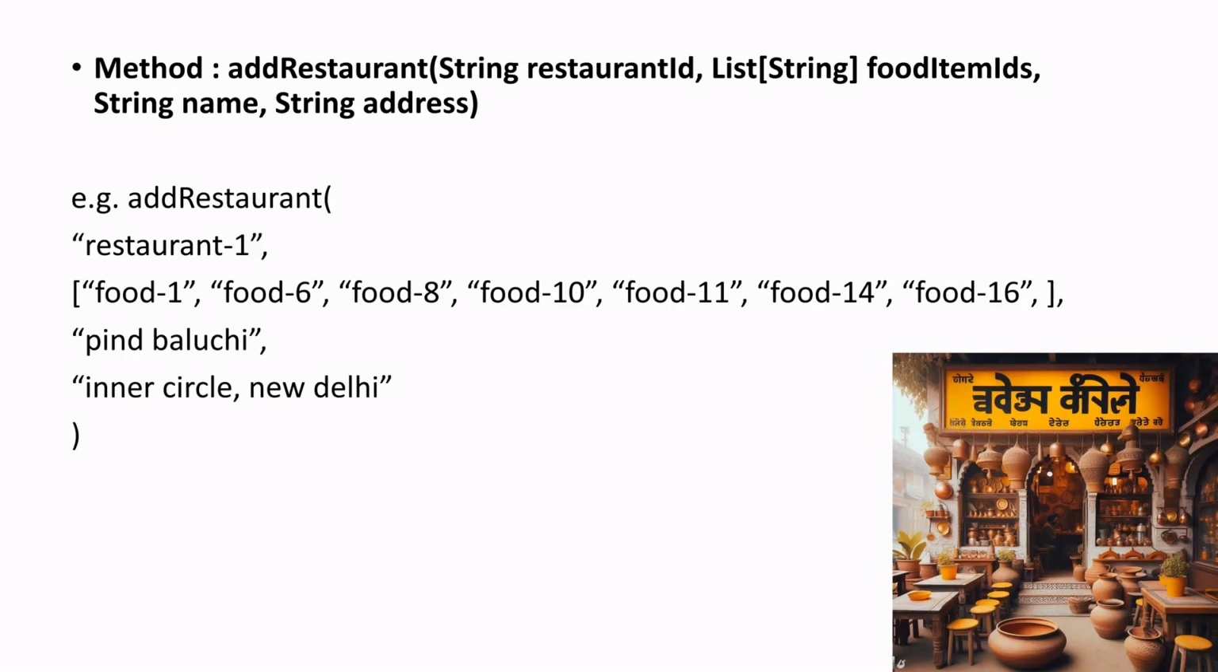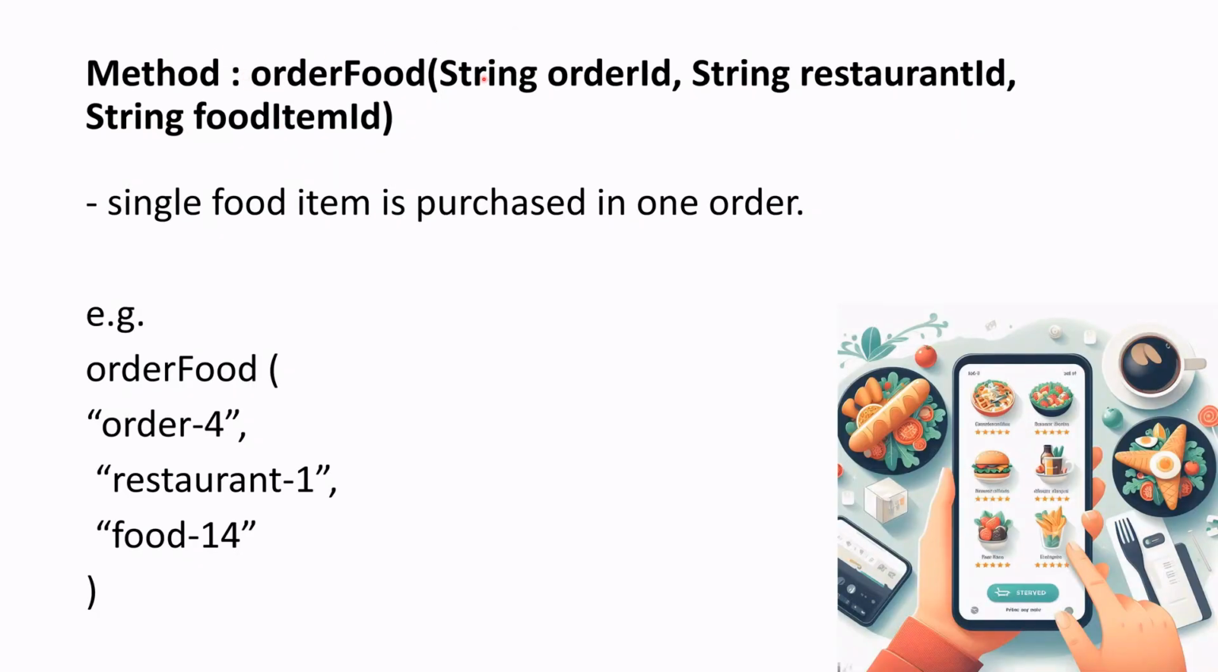Next, we need to implement add restaurant. Each restaurant will have a unique ID, a list of food item that it is going to sell, a name and an address. For example, this is restaurant 1 and it is selling food 1, food 6, 8, 10, 11, 14 and 16. Its name is Pind Baluchi and it's in Inner Circle, New Delhi. Next, we need to implement order food. For now, let's assume that only a single food item is purchased in one order. You can see the example here.